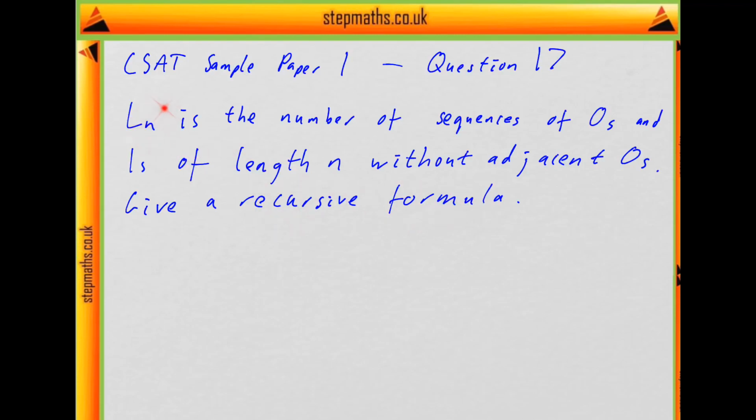So that means we're asked to define ln in terms of, say, ln minus 1, maybe ln minus 2, ln minus 3, however many of those we need. So if you want to have a go at this question yourself, pause the video now.